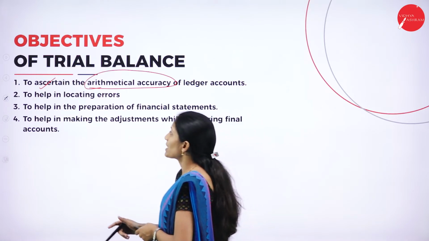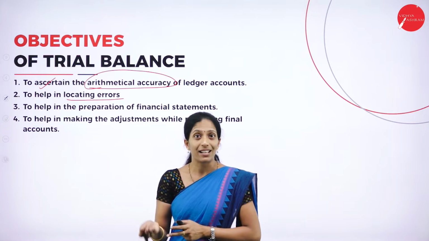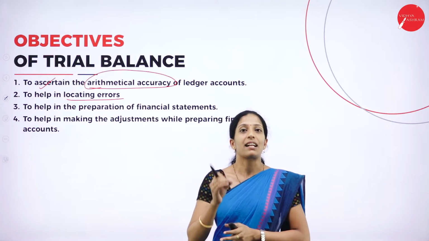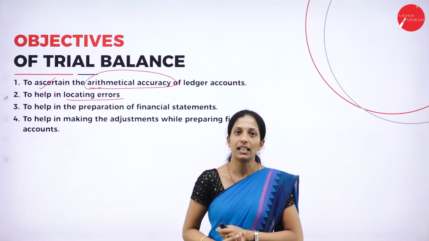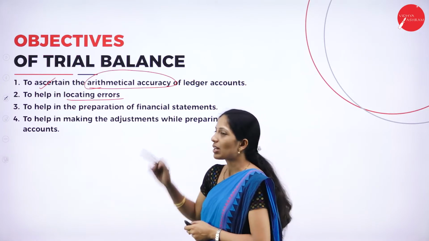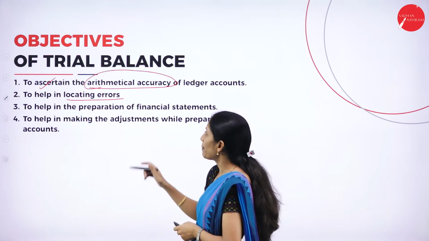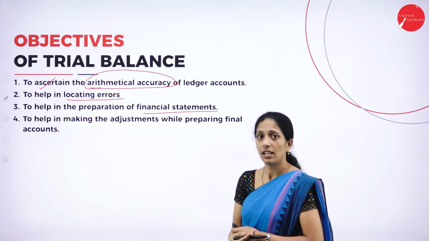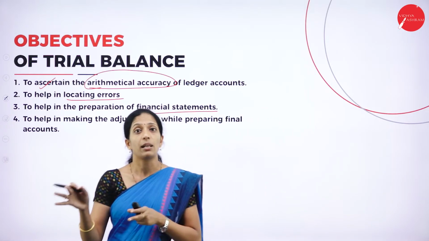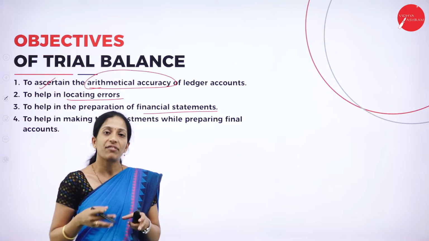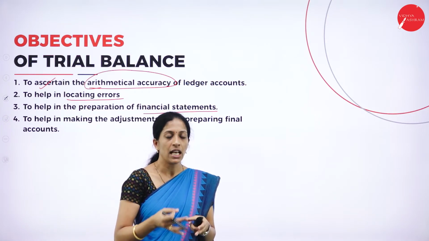The second objective is to help in locating errors. If our trial balance does not tally, it means there is some error, which indicates what? There is some mistake in the ledger accounts. So the trial balance helps us to locate the errors. Next, to help in the preparation of financial statements. Of course, I have told you, if you do not prepare the trial balance and directly prepare the financial statements, and some mistakes have unintentionally been made, then what happens?